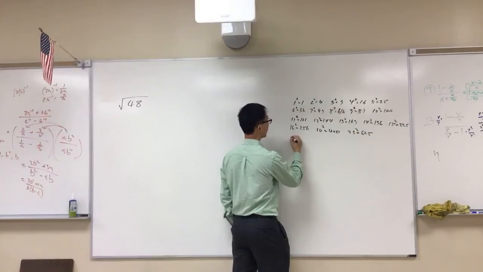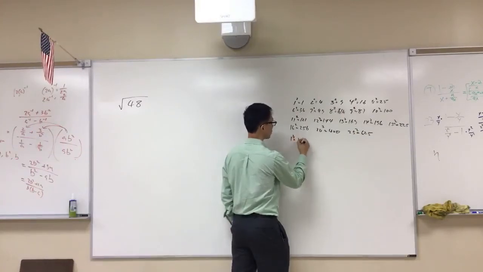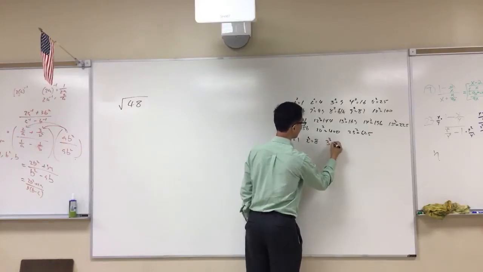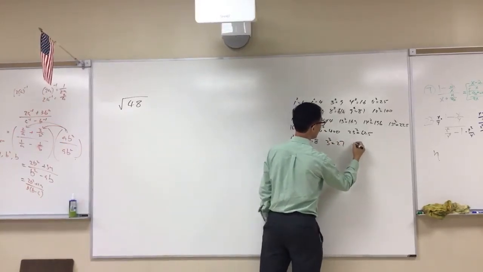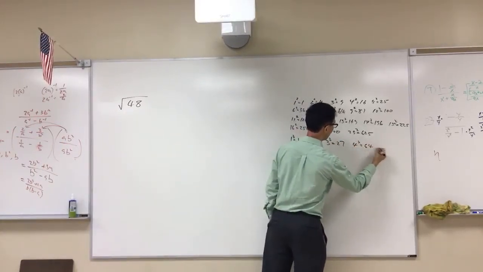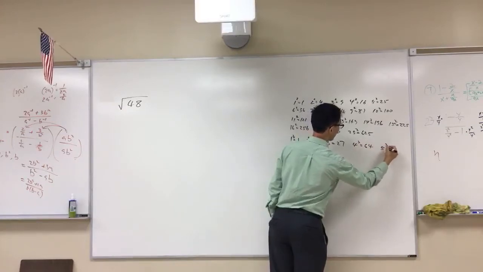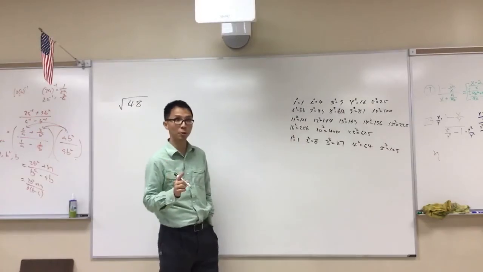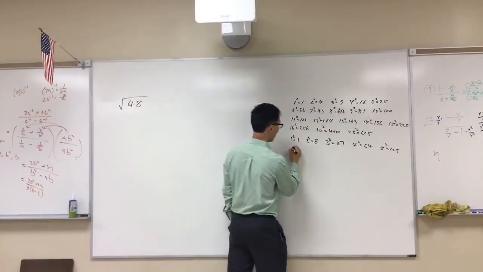Let's go with 1 to the third power is 1. 2 to the third power is equal to 8. 3 to the third power is equal to 27. 4 to the third power is 64, and 5 to the third power is 125. Okay, so that is our cubes. Now let's go to the next one.